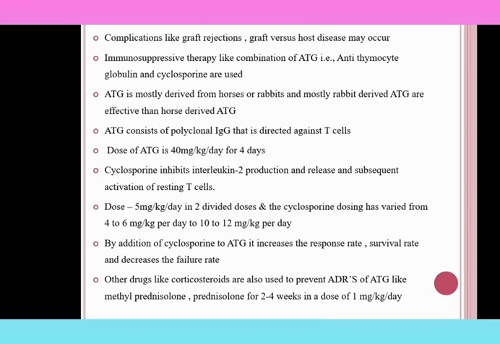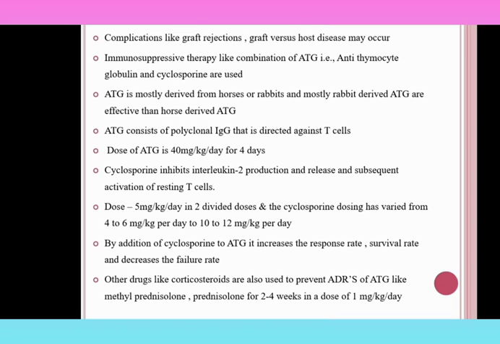Immunosuppressive therapy is a combination of ATG, which is anti-thymocyte globulin, and cyclosporin. Cyclosporin is an immunosuppressive drug that inhibits T lymphocyte activity, and it is one of the most important immunosuppressant drugs. ATG is mostly derived from animals like horses or rabbits, and rabbit-derived ATG is more effective than horse-derived. ATG consists of polyclonal immunoglobulin G directed against T cells.